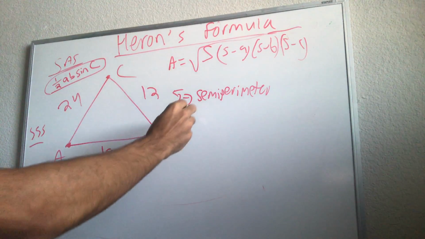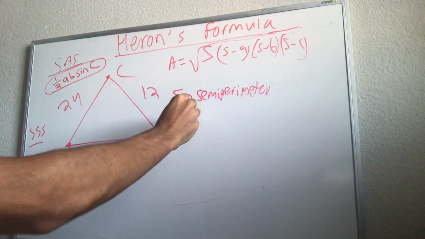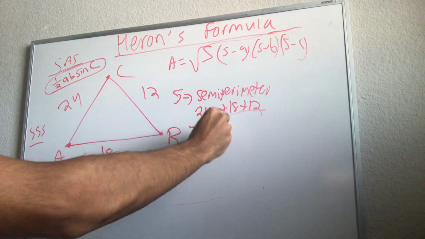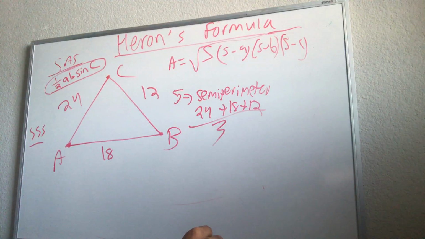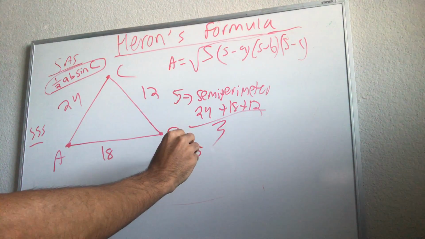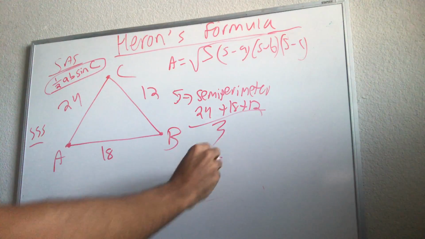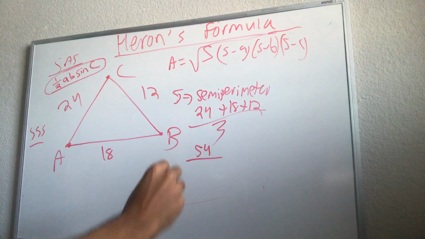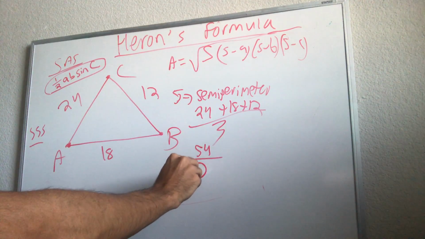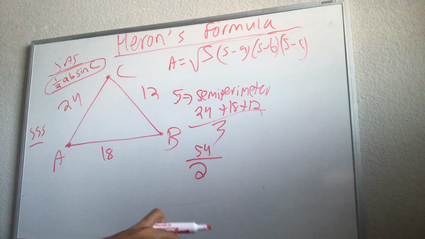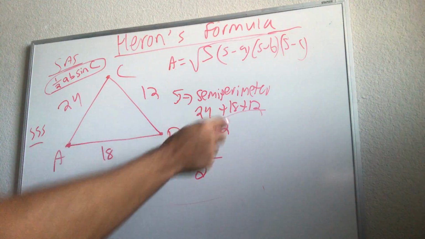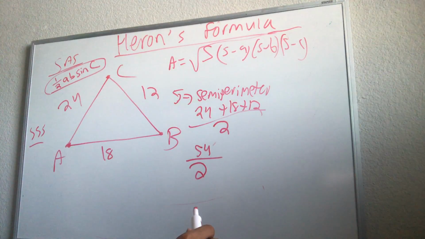So looking at this, we can find the semi-perimeter. All we're doing is adding these three side lengths. So we do 24 plus 18 plus 12, and we divide this by 3. So that's just 54 divided by, I believe it should be 2 here, because it's the semi-perimeter, not 3. So that's a mistake here. It would just be 2, and it makes sense because it's semi.